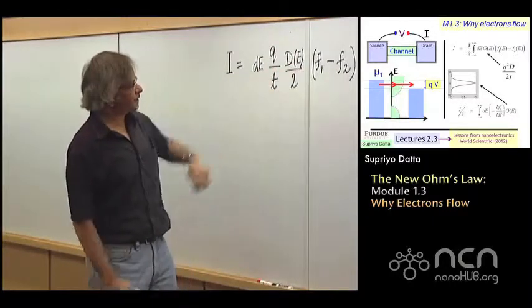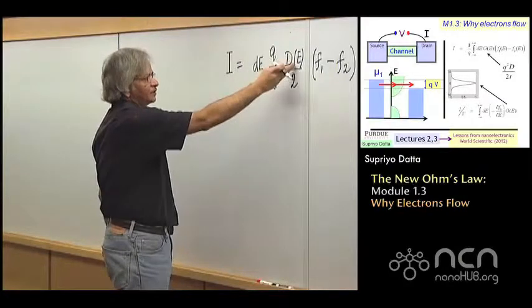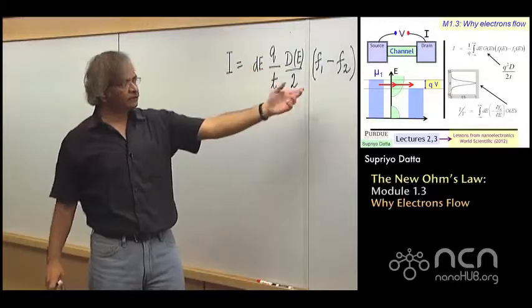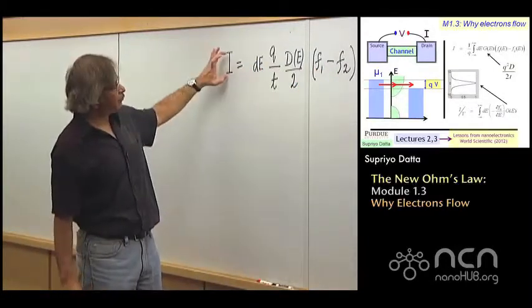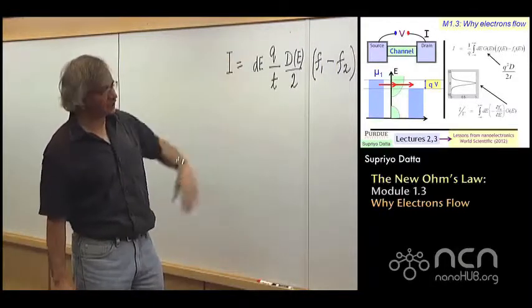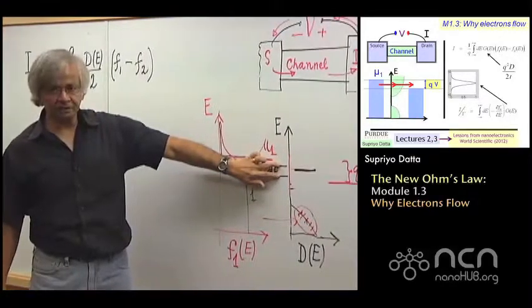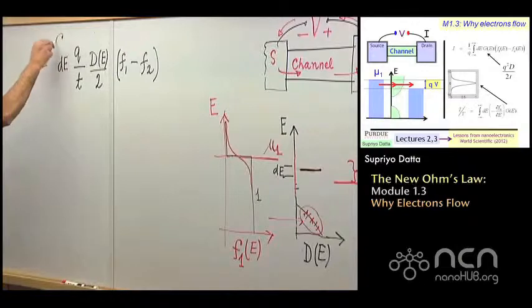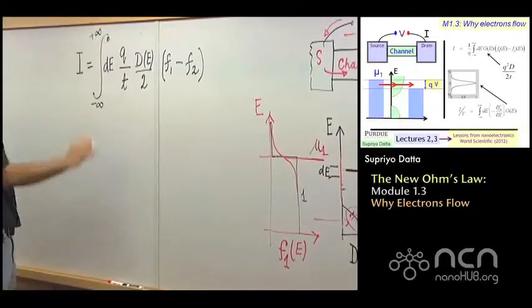But other than that, Q over T, that's the current through one level, and then density of states times the energy range tells you how many levels you have, and of course the current is proportional to F1 minus F2. This is the current through a small energy range dE. Now if I want the total current, then all I have to do is integrate this all the way from minus infinity to plus infinity, all levels.